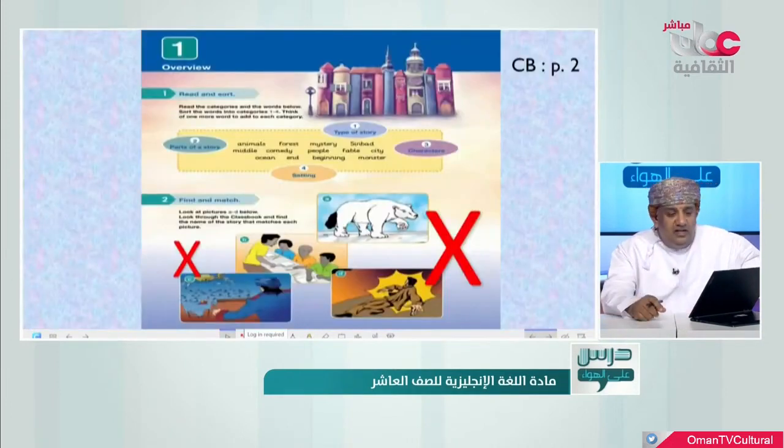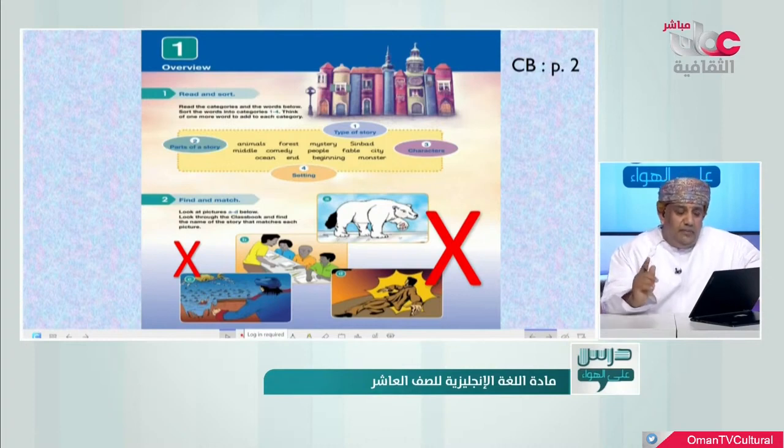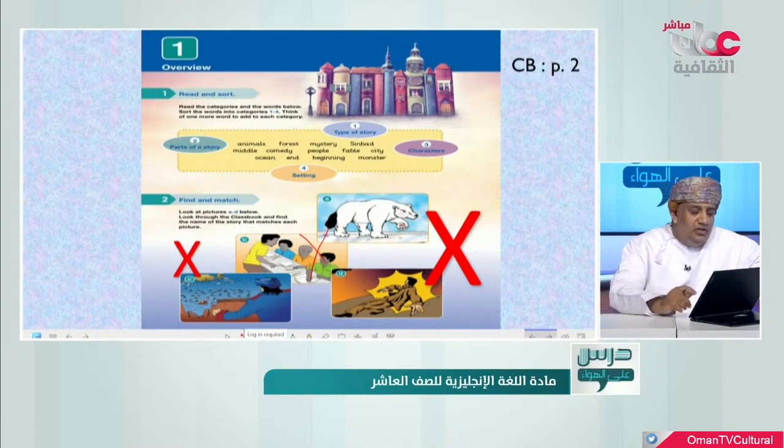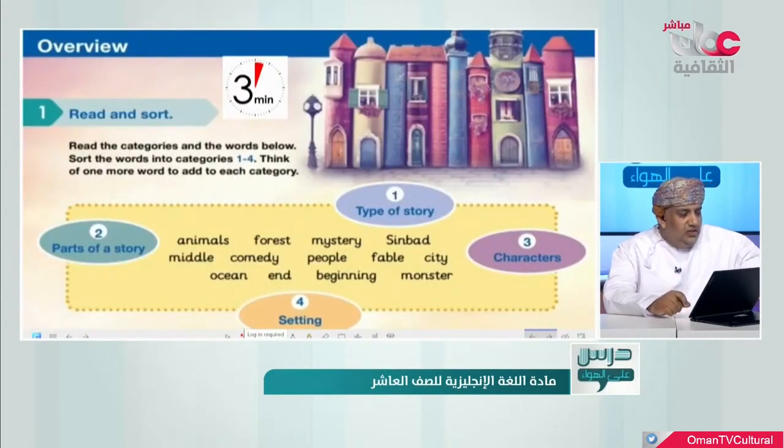Let's start our lesson by looking at your class book. I think you have your books today. I want you now to open your class book, page number 2. As you can see here, we have two activities, activity number 1 and activity number 2. I'm not going to teach activity 2 because it is cancelled, but we are going to start with activity 1. So let's read the activity. Now read and sort. Read the categories and the words below. Sort the words into categories 1 to 4. Think of one more word to add to each category.